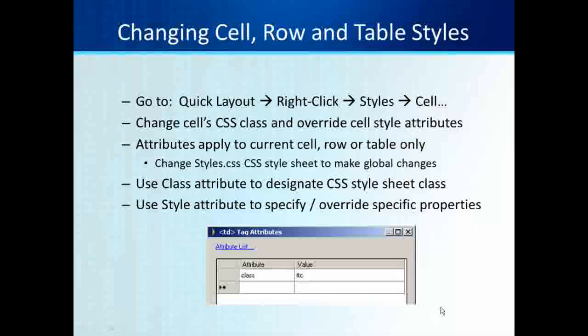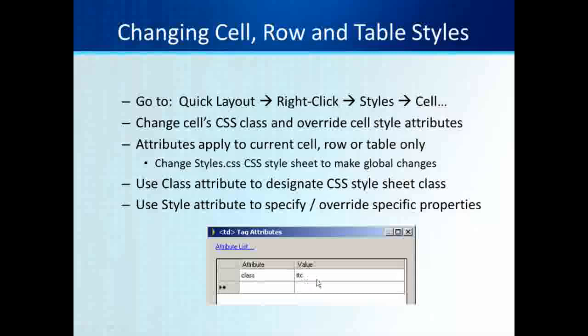Let's talk about changing the cell, row, and the table styles via the CSS class. Now, what CSS is, the cascading style sheets. The style sheet basically governs the whole application, and you can override cell attributes by changing them. For instance, if you brought up a tag with its attribute, and the class would be the TTC, that TTC would have to be in the cascading style sheets.